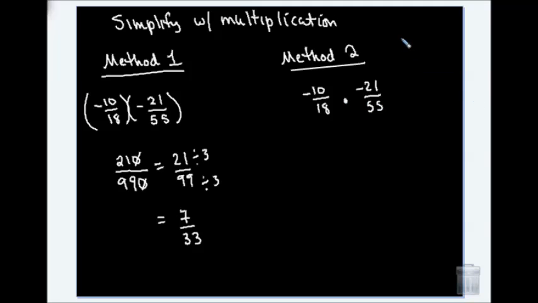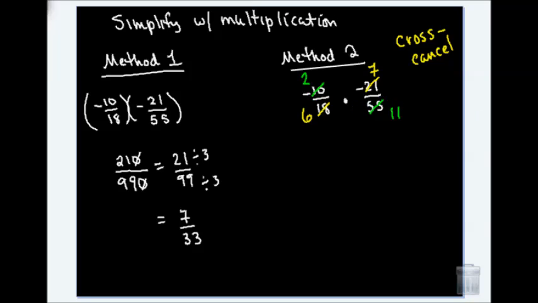Or you can reduce first. It's called cross-canceling. What I do is I look at the numbers that are across from each other. 18 and 21 will both divide by 3. 3 goes into 18 6 times. 3 goes into 21 7 times. And then I look at 10 and 55. These will both divide by 5. That's 11. And this is 2. You gotta keep the sign. Yeah, you keep the signs.